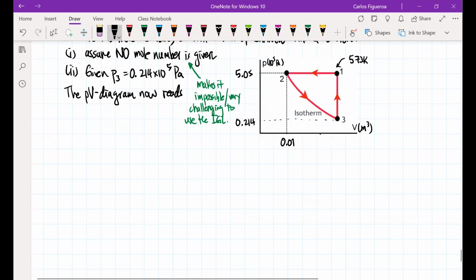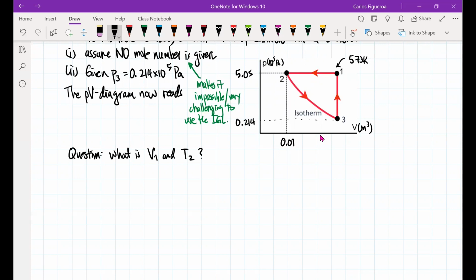So what you're seeing here is that now my question goes like this. What is V1 and T2? Okay. That's what I really got to do. So what are the values of the volume and the temperature here?